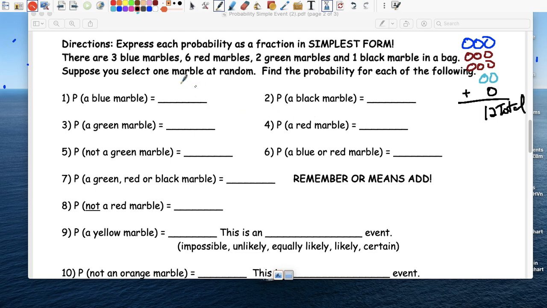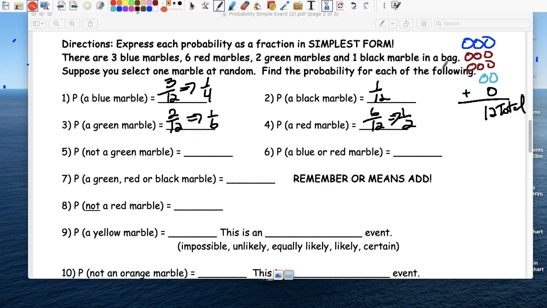Blue marble. Well, the blue marble is going to be 3 out of 12, which is going to simplify to 1/4. Black is going to be easy, 1 out of 12. Green is going to be 2 out of 12, because there's 2 green, which is going to simplify to 1/6. Red is going to be 6 out of 12, which is 50-50, or we can call it half.